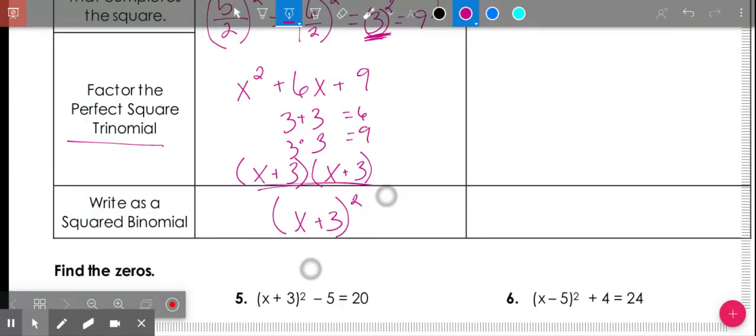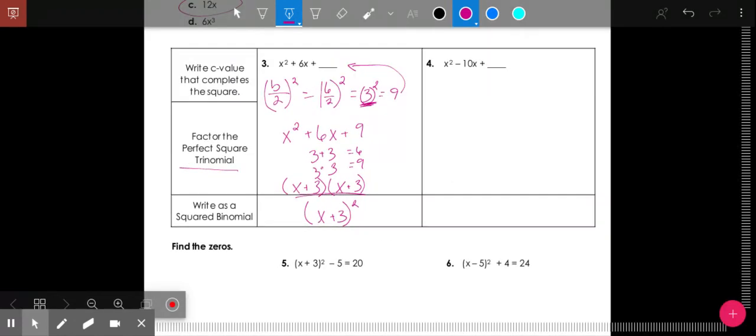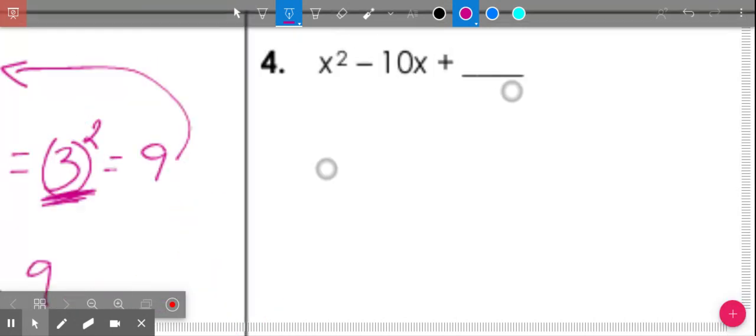So we're going to need to be able to do that for today. Okay, that's going to be extremely important. So same thing with the next slide. We have x squared minus 10x plus blank. We want to know what makes this a perfect square trinomial.